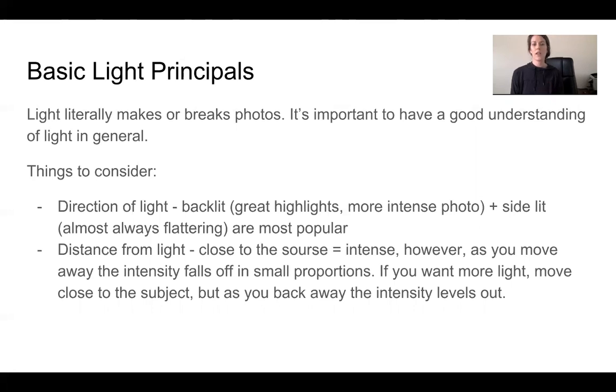So your direction of light is where your light is in correlation to your subject. And then we can talk about the distance from your light source. So just how close your subject is to the light. So if you're shooting out of a window, are you like 6 inches from the window or are you 2 feet? So the closer you are to the light source, whether it be an artificial light source or a natural light source, the lighting will be more intense. So as you move away, the intensity kind of falls off, but it falls off into smaller proportions.